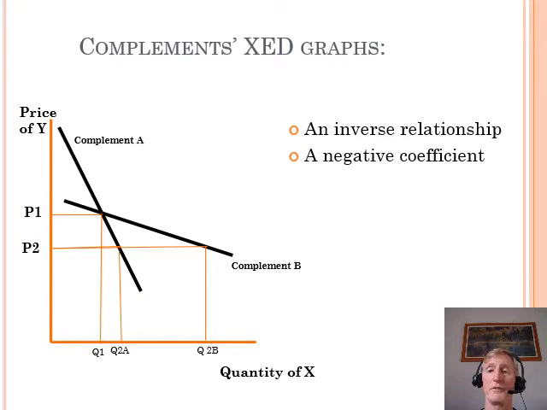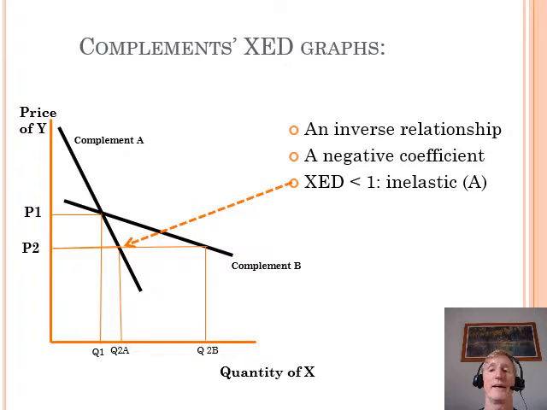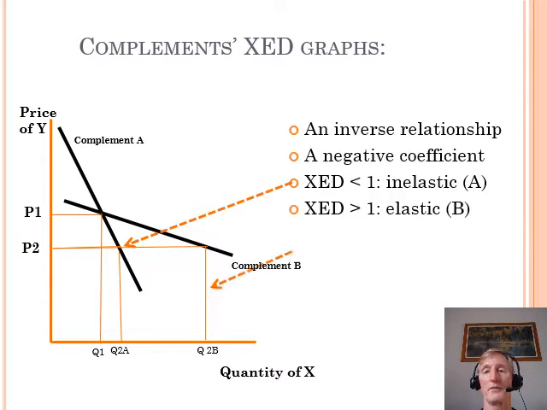It's an inverse relationship, and there's a negative coefficient, and we see that the inelastic curve for product A means it's not a close or a remote pair of products, and the relationship for complement B and the original product of Y is close because there's an elastic XED relationship.